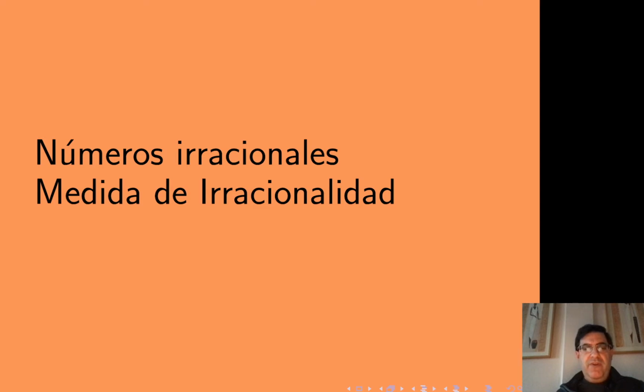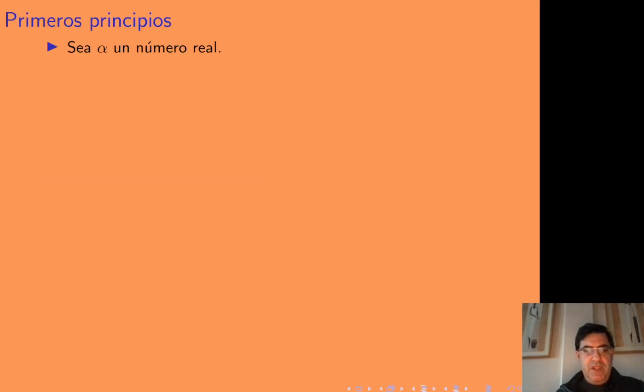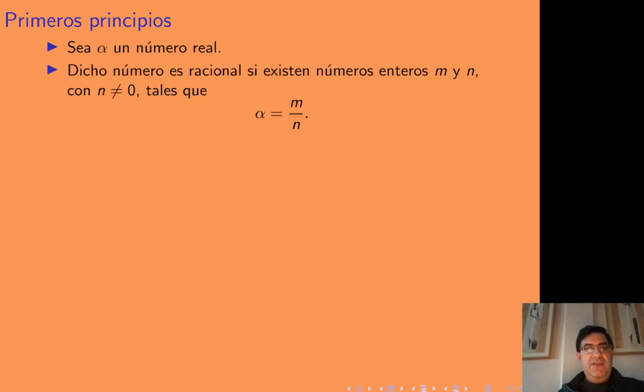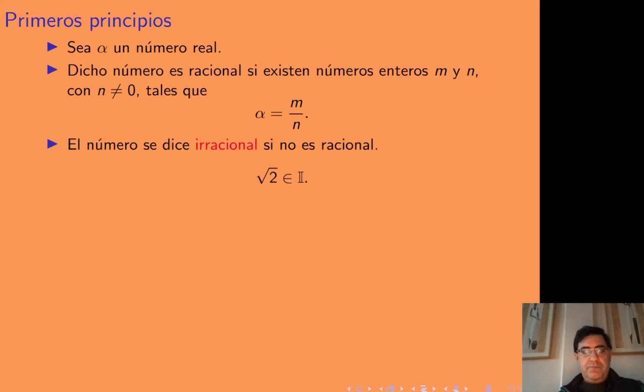So I want to start with irrational numbers. Basically, we start with a real number, alpha, and we know that this number is rational if it can be written as a ratio of integers, where m is a general integer, and n is a whole number, a positive integer. Of course, if it's not like this, then this number is called irrational.